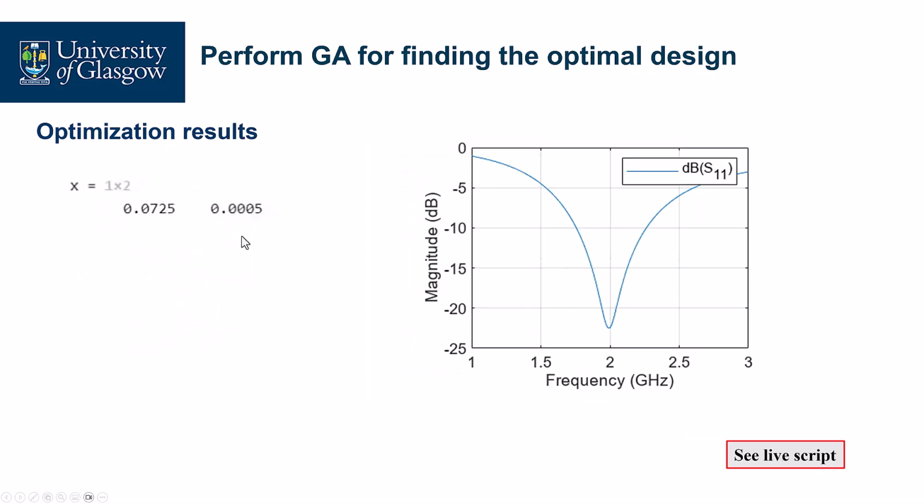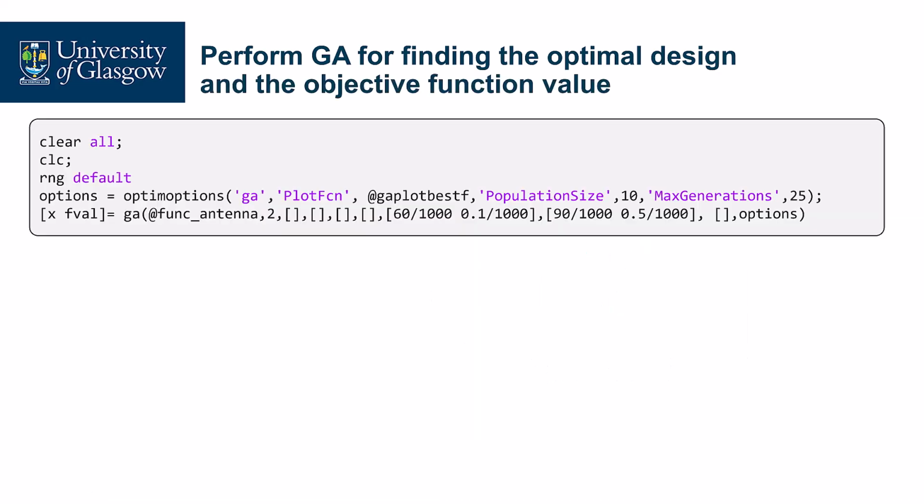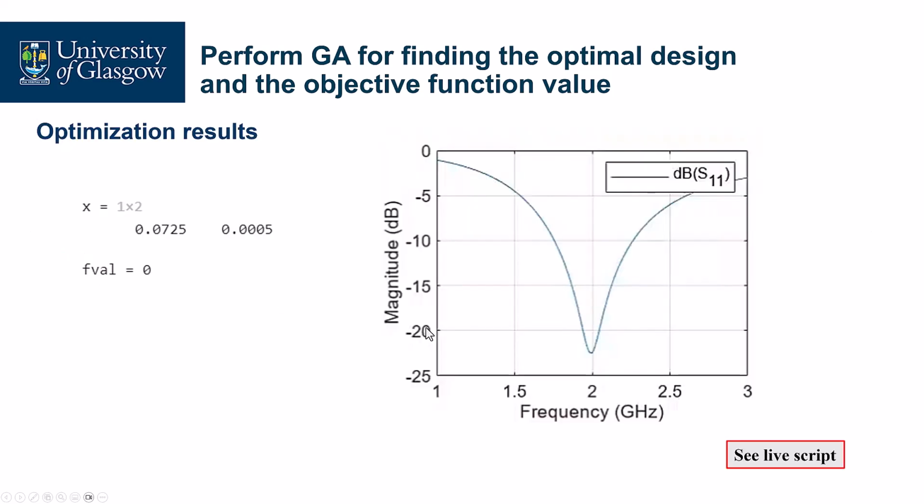This is the optimal design of x, the L and R, and these are the responses of the antenna as well. If we use fval, we can not only see the design, we can also see the function value of the objective function at the optimal design. So we can see fval is equal to 0 from here.